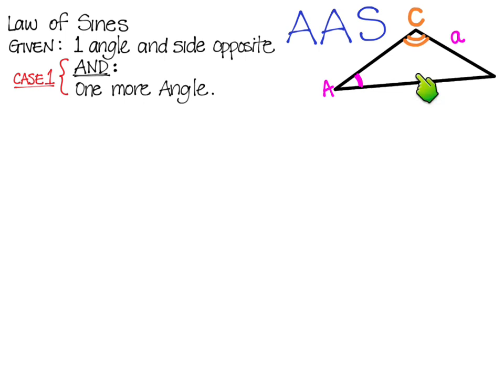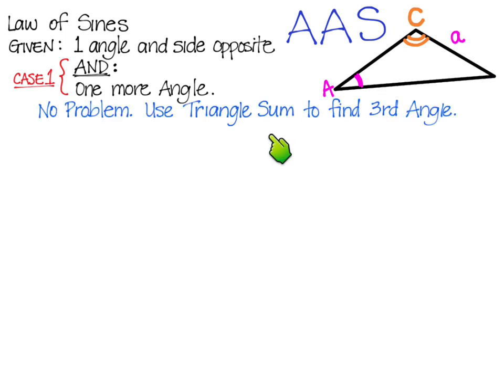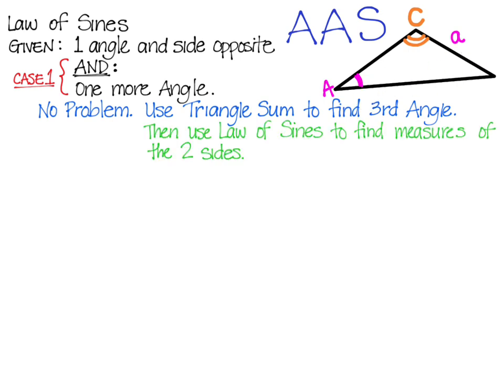We're already given 3 of the 6 pieces of information. We're given 2 angles and 1 side. So it's going to be no problem because we can find the next angle, the third angle, in this case angle B, by just taking angle A and angle C and subtracting those from 180, and then we'll have angle B. We'll now have all 3 angles and then 1 side. We're going to use that information with the law of sines to find the other 2 side lengths.